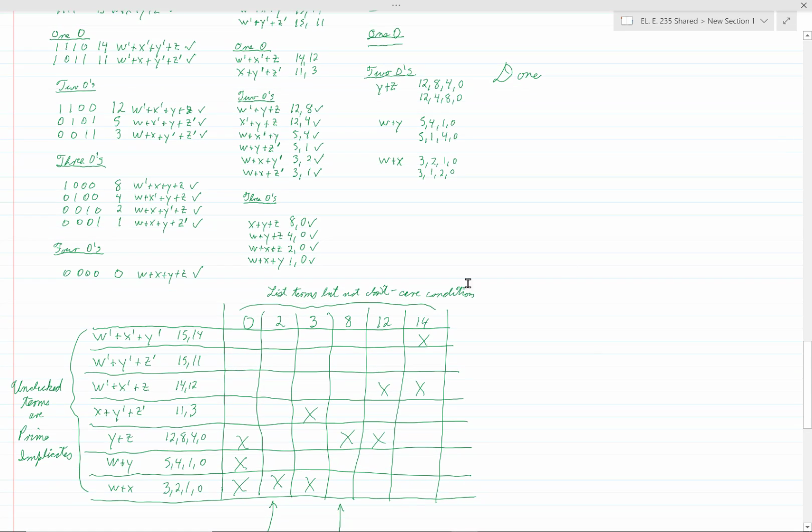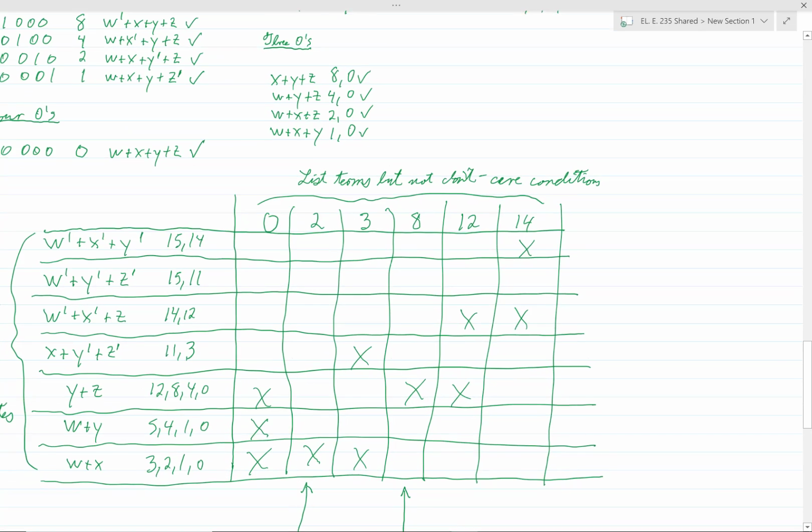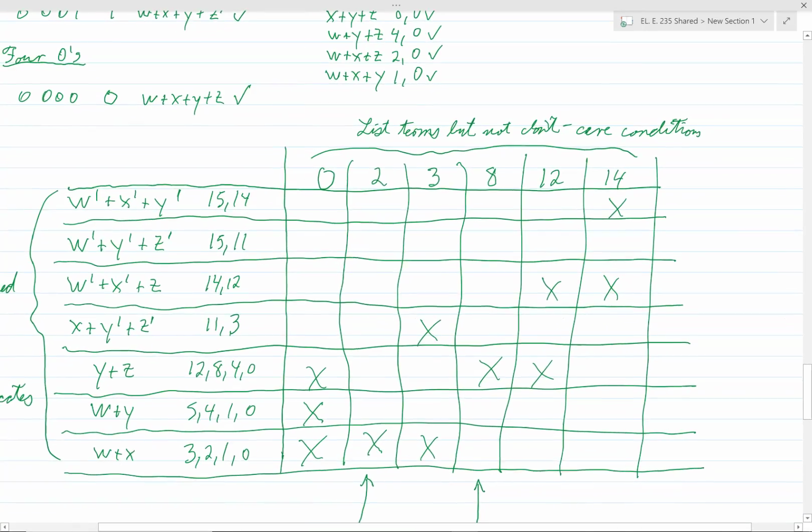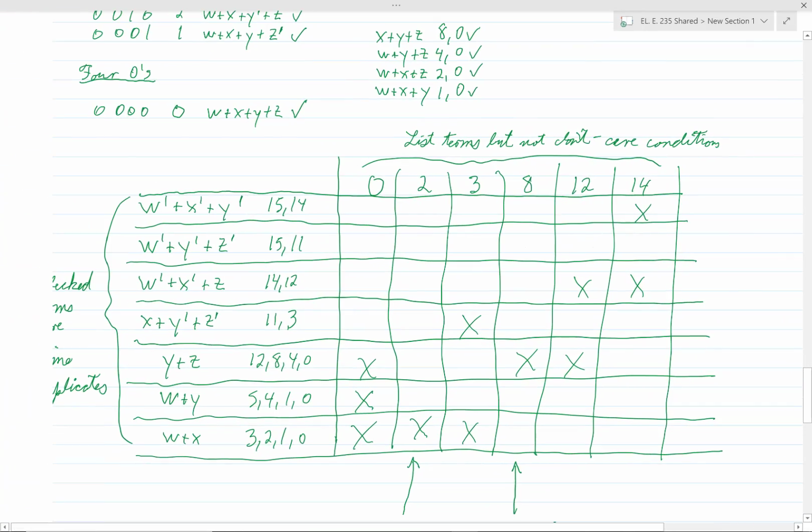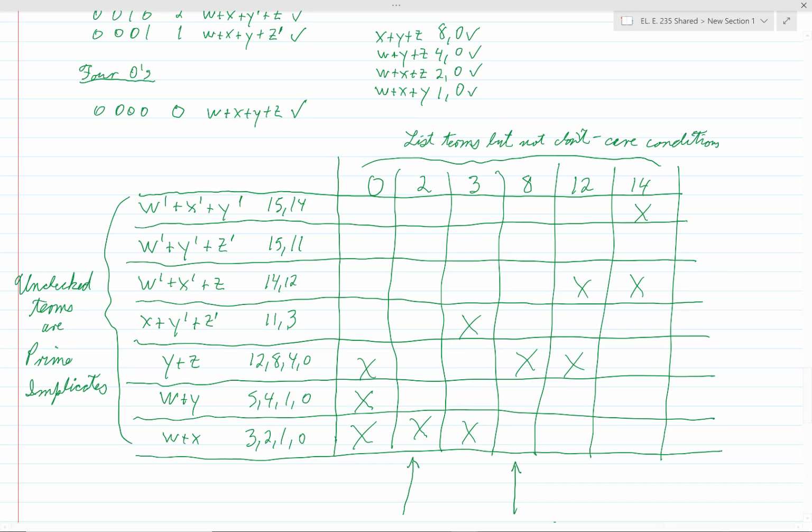So you can see this here: 0, 2, 3, 8, 12, 14. That's all that we include. Because remember, what this table does, the first thing it does is help us find the essential prime implicates, but it also helps us check off to make sure that we've accounted for everything that must be accounted for. And that's these terms up here. These are the things that must be accounted for. We don't want to include anything up there that's a don't care condition, because don't cares don't have to be accounted for. So this is our table.